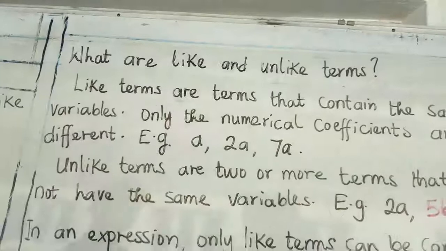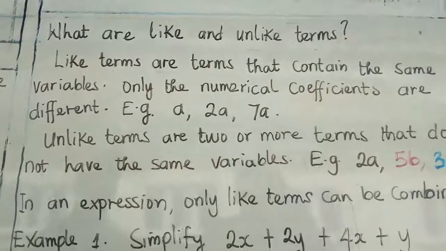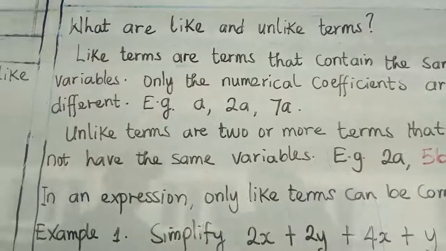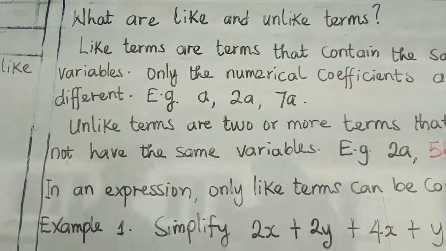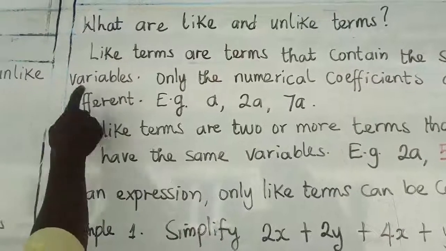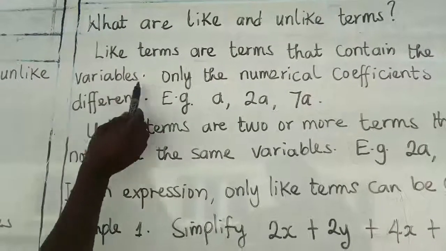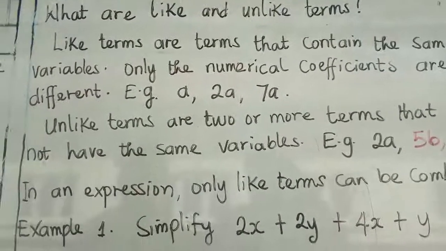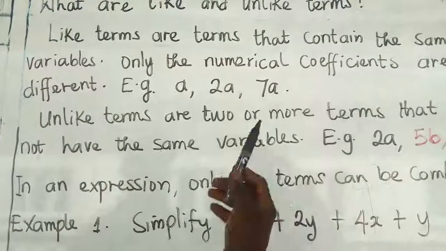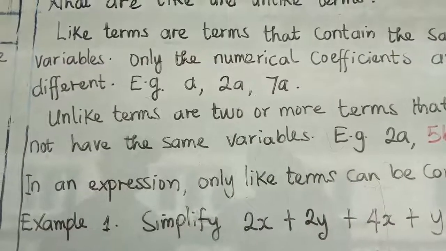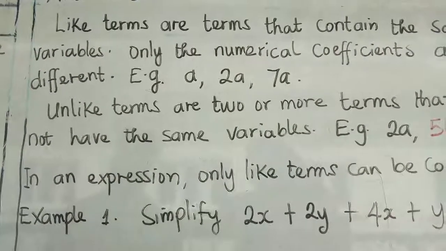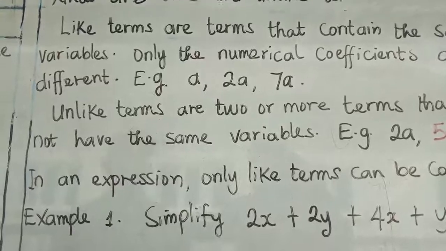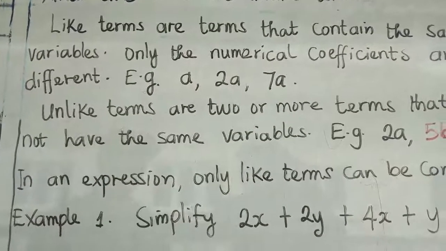Like terms are terms that contain the same variable. That means the same letters. Only the numerical coefficients are different. Coefficients are numbers multiplying the variable. So the numbers could be different, but the letters must be the same.